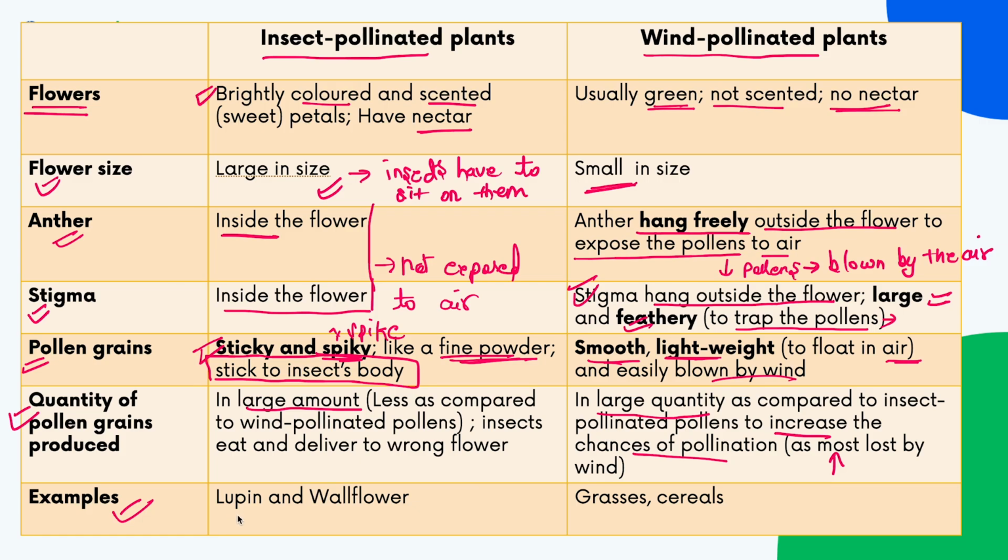Next is examples. Insect pollinated plants are lupin and wallflower, while in case of wind pollinated plants, examples are grass and cereals. So these are the basic differences between the pollen grains and plant features in both these plants.